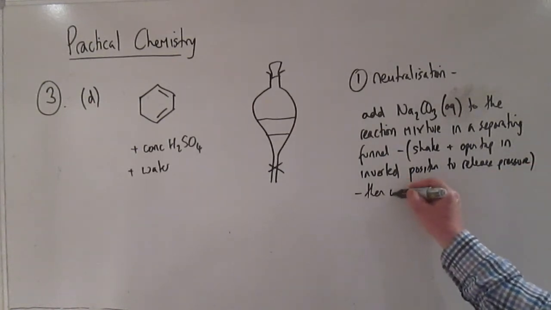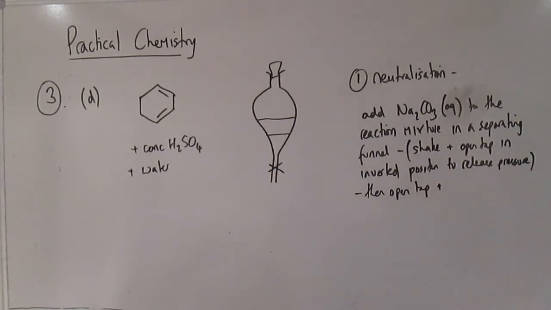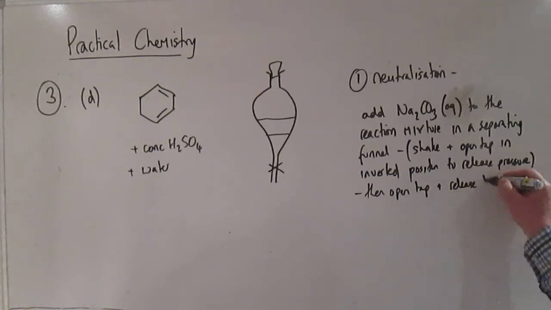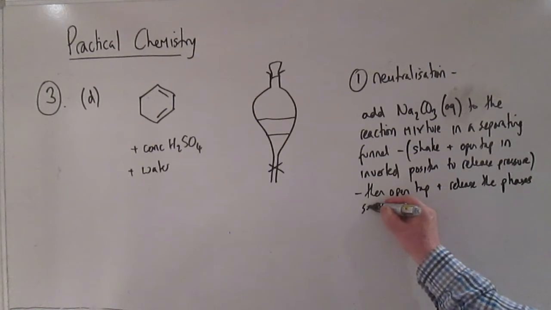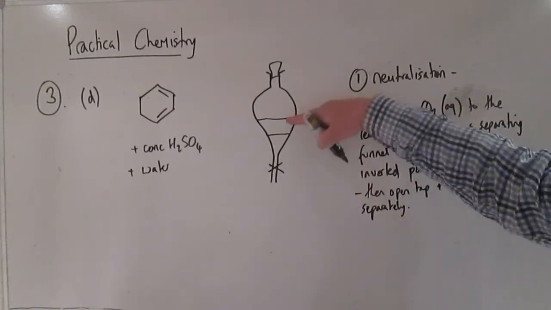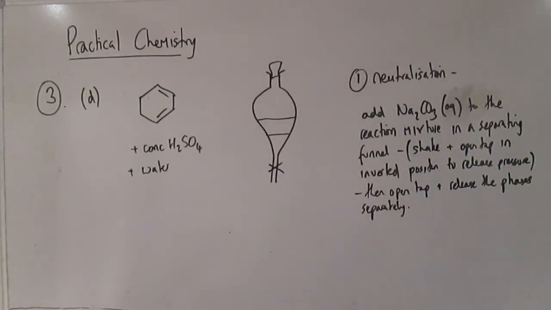Okay, and then open the tap and release the phases separately. In reality, the organic phase would be the top one, so you would just leave it in there and just get rid of the aqueous phase at the bottom, but you can't necessarily know that, so this would be fine. So that's the first step.